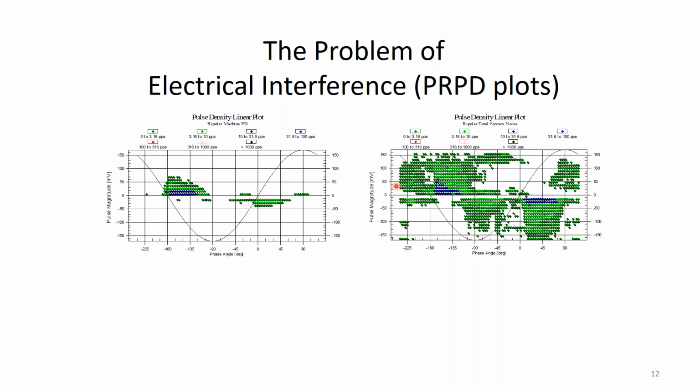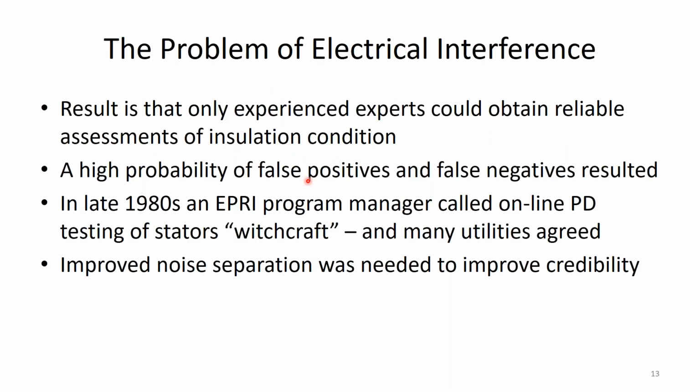And of course, once you've gotten rid of the noise or separated it out, then it takes much less expertise to look at this pattern and decide, do I have a problem with my machine? And is it thermal deterioration or is it loose windings? Okay, so these are the PRPD plots we always talk about, and so that's that noise that we have to somehow get rid of.